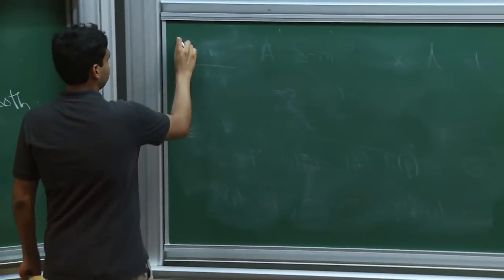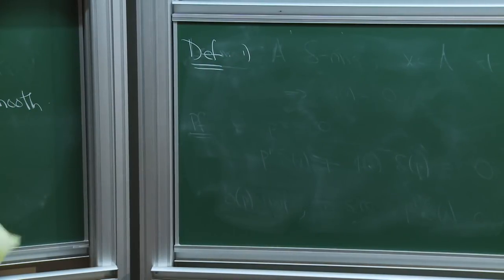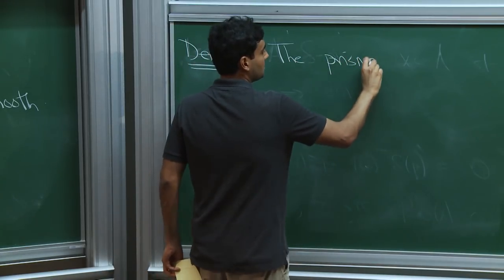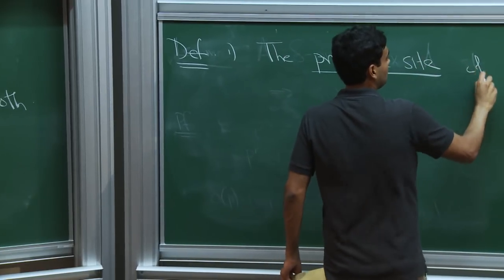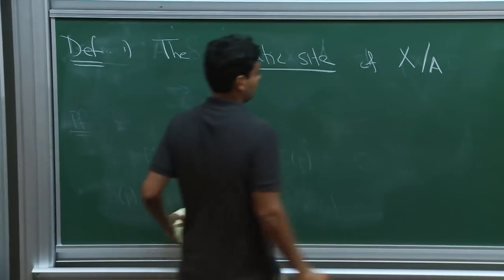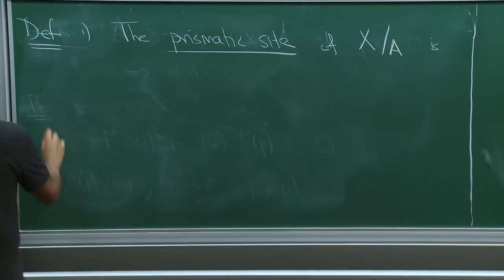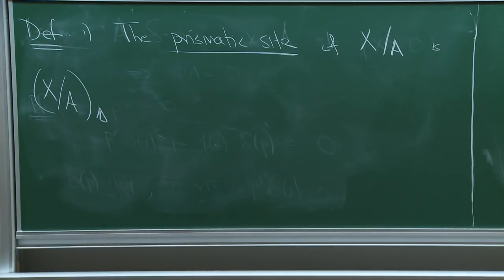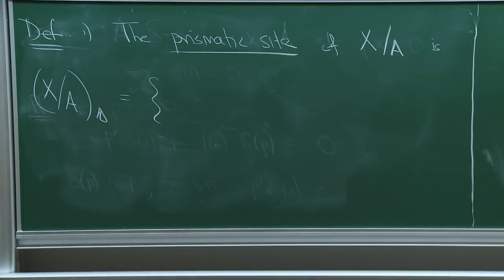Okay, so the prismatic site is defined as follows. It's the prismatic site of X over A. So it's the following category. The notation is going to be (X/A)_Δ, and the objects are going to be essentially prisms that live over A together with a map from the face of the prism into X.